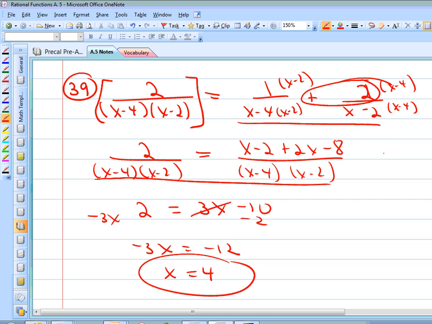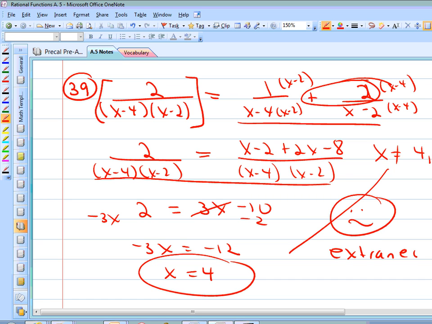Now, again, I forgot to write the restrictions. You've always got to go back and do that. Our restrictions were x could not equal 4 or 2. So 4 would make a denominator undefined, so this is an extraneous solution. So in this case, there would be no real solution.